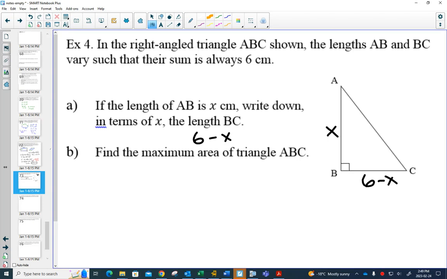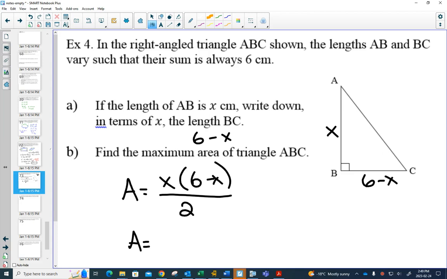And now we can write an area formula. Area of a triangle is base times height divided by 2. So what I'm doing right now is I'm taking base times height divided by 2. I'm using my algebra skills to get it into a form that I feel would be easy to take the derivative of. So I had 6x minus x squared over 2. I divided both of them by 2 to get 3x minus 1/2 x squared.